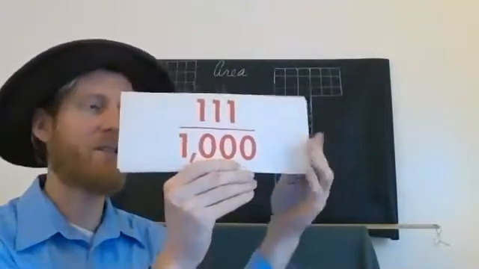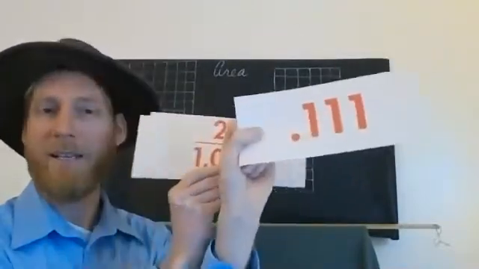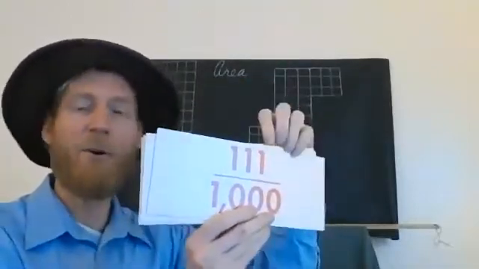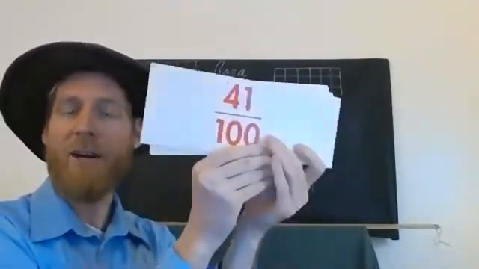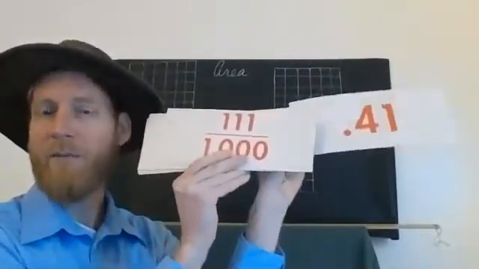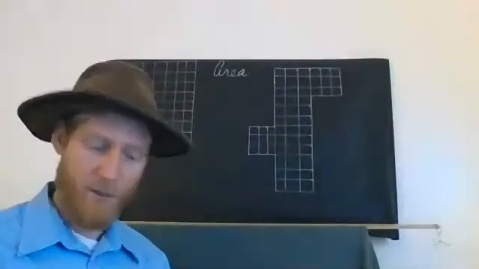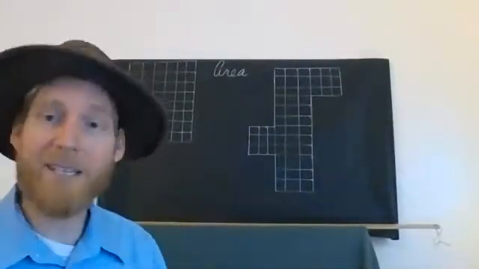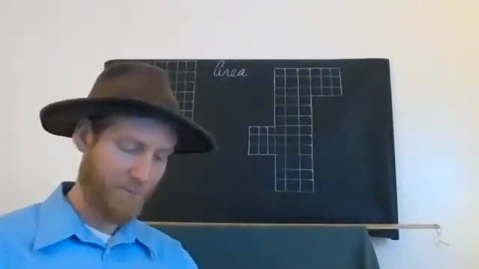111/1000ths, so it would simply be 0.111. Who's getting these? Are you all getting these? 41/100ths would simply be 0.41. So hopefully you are continuing to excel with those.